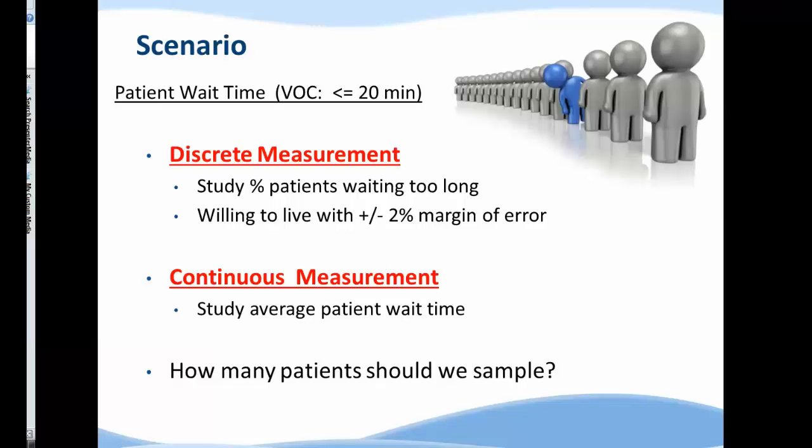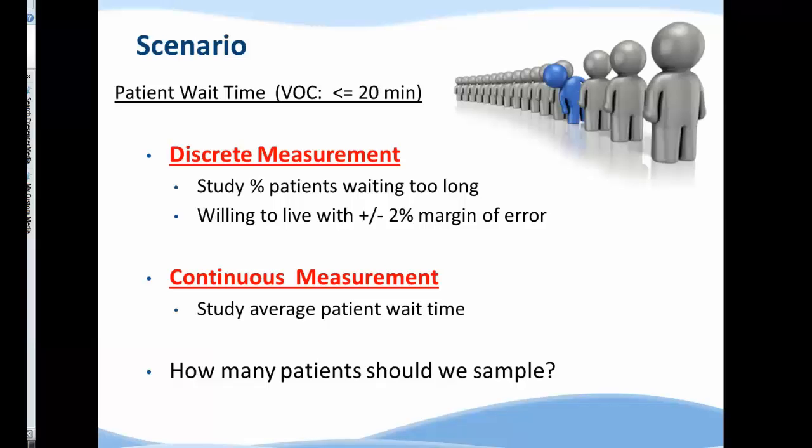In the define step, in your voice of the customer, they said they are willing to wait up to 20 minutes. You could measure this in a discrete fashion by looking at the percentage of patients that waited too long. That would simply be count data. And when reporting discrete data like that, you have to be able to live with some form of margin of error, and we'll live with a 2% margin of error.